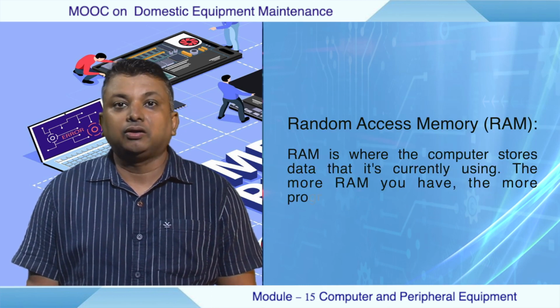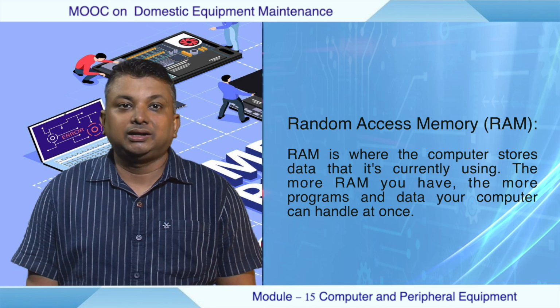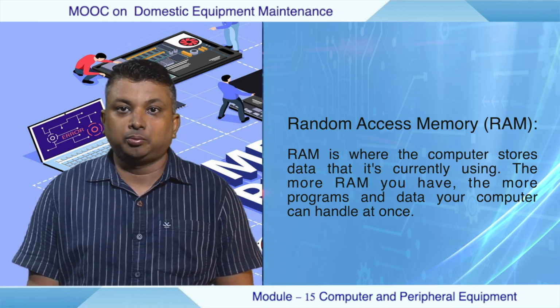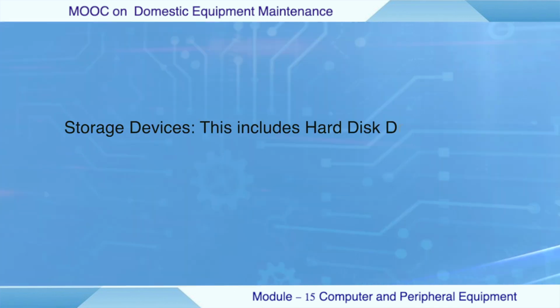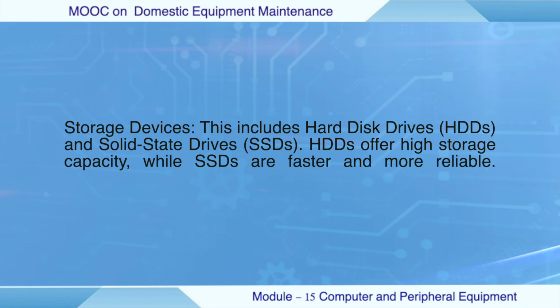Random access memory or RAM. RAM is where the computer stores data that it is currently using. The more RAM you have, the more programs and data your computer can handle at once. Storage devices. This includes hard disk drives or HDDs and solid state drives or SSDs. Hard disk drives offer high storage capacity while SSDs are faster and more reliable. Your choice depends on your needs.